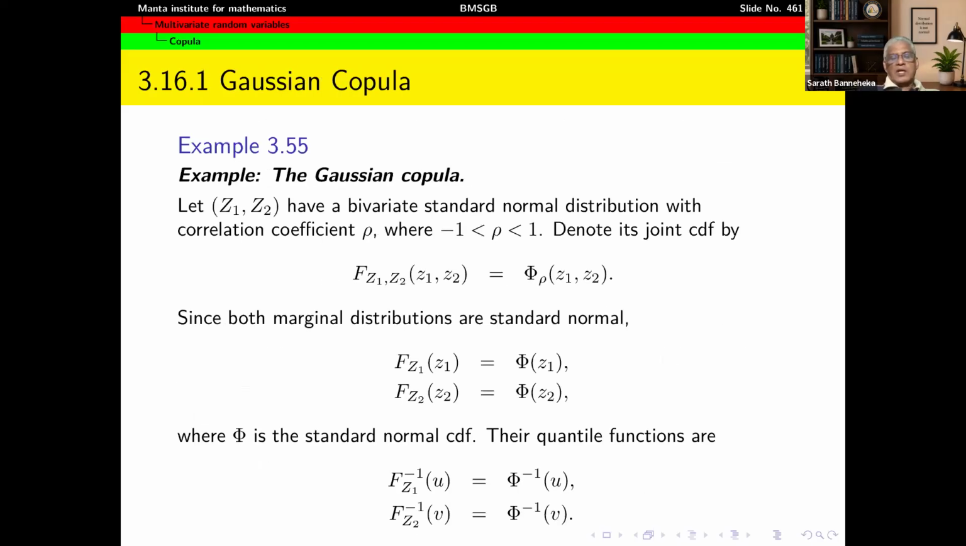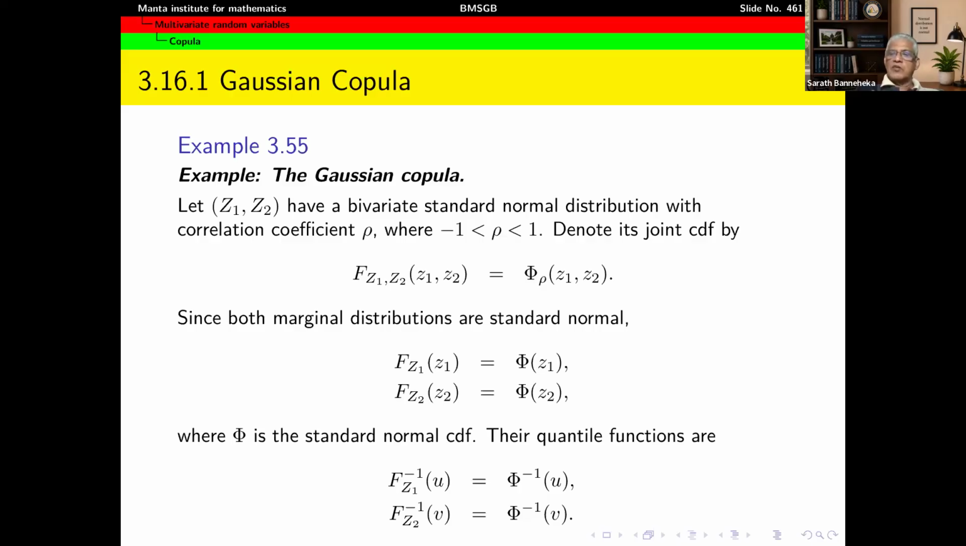Right. Let us look at another example. In this case, we are going to look at a very famous copula called the Gaussian copula. And we will be using the Gaussian copula later on to generate data also. So in this case, we are considering the copula related to the joint bivariate standard normal distribution. Right? That's what you mean by the Gaussian copula.